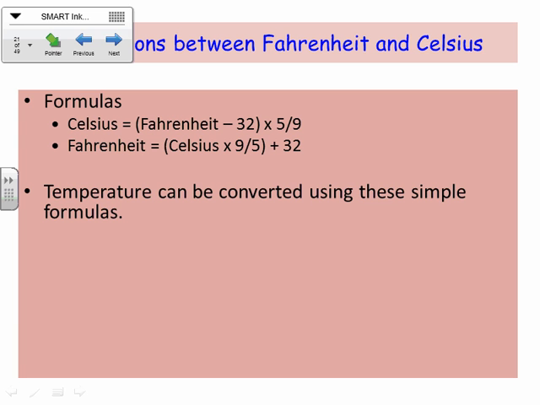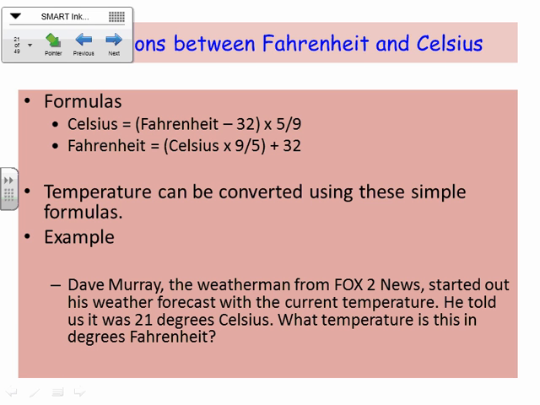Temperature can be converted using these simple formulas. Let's do an example of that. Dave Murray, the weatherman from Fox 2 News, started out his weather forecast with the current temperature. Told us it was 21 degrees Celsius. I don't know why he would do that exactly, unless he's just wanting to show off how smart he is. Because usually weathermen report the temperature in Fahrenheit, right? But what temperature is this in degrees Fahrenheit is the question.